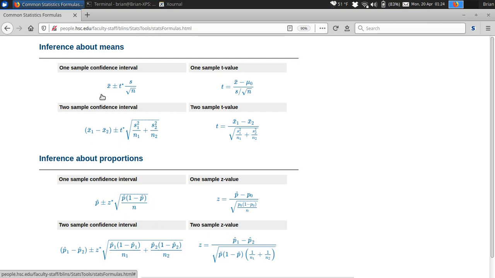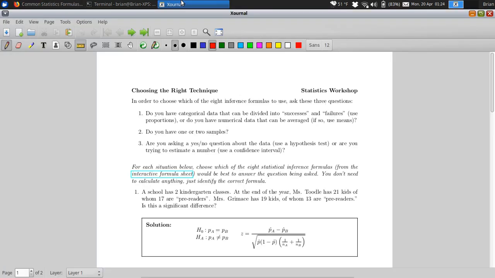If you want to estimate something or answer a how much question, then you're going to want a confidence interval that'll give you a range for the value that you're trying to estimate. Okay, so those are the three questions that you have to ask, and they'll guide you to the right formula. So let's do a couple of examples.